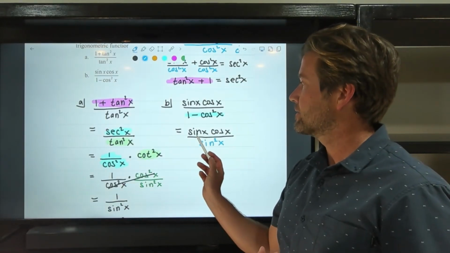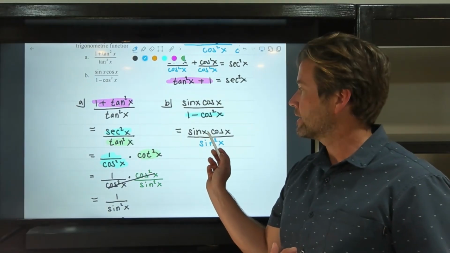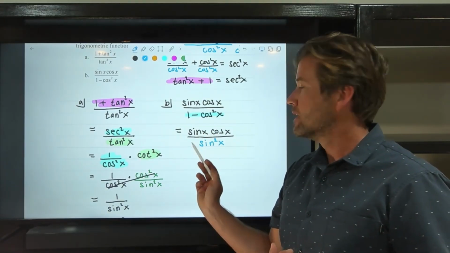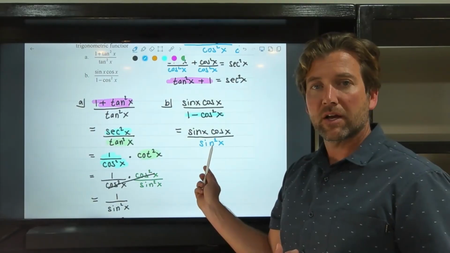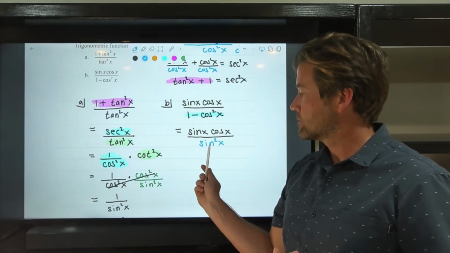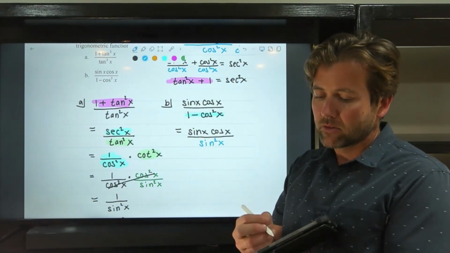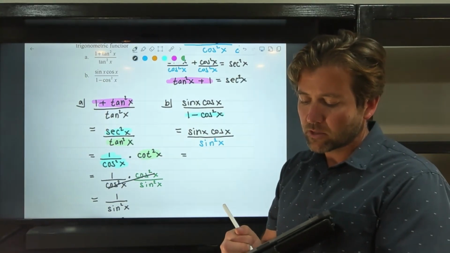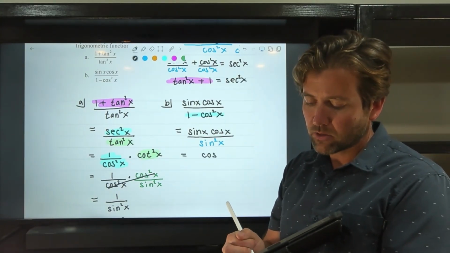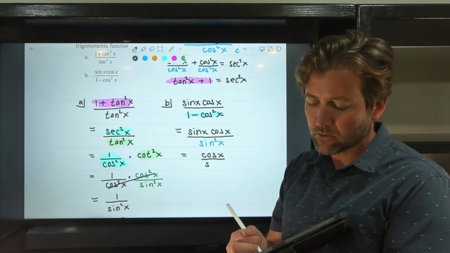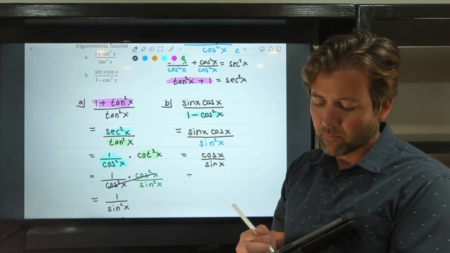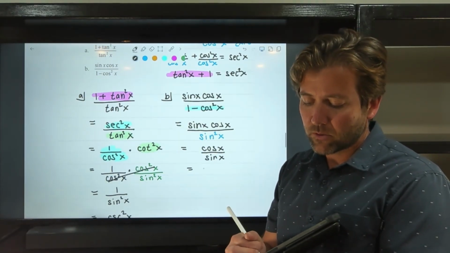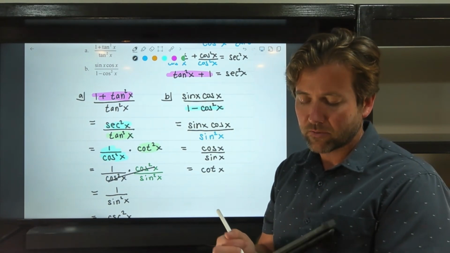So in the numerator, I have sine of x, that's one of the factors, times the other factor, cosine of x. In the denominator, I have sine of x twice. Sine of x is being squared. So I'm going to cancel one of those sine of x factors, and I get cosine of x over sine of x. Now this is equal to the cotangent of x.